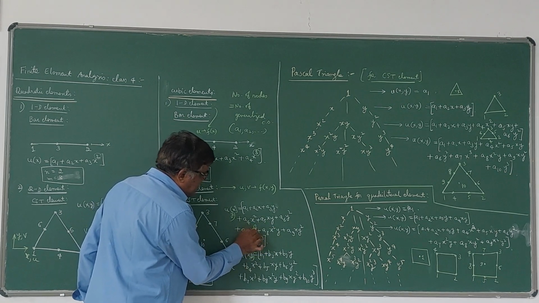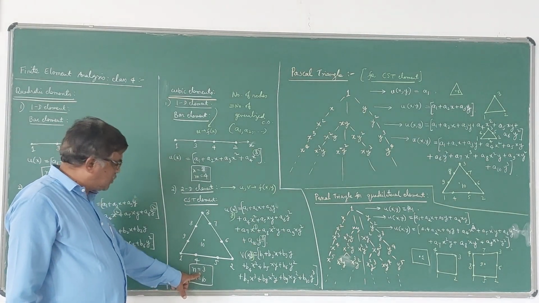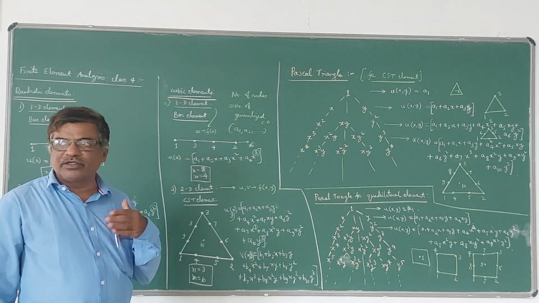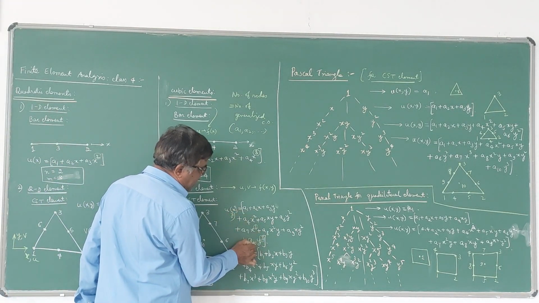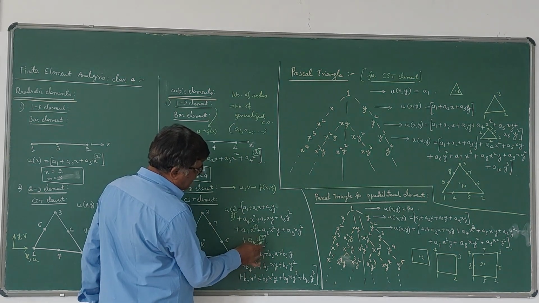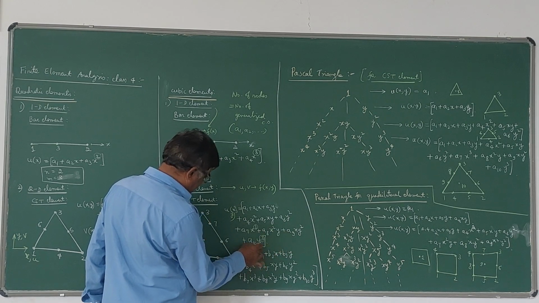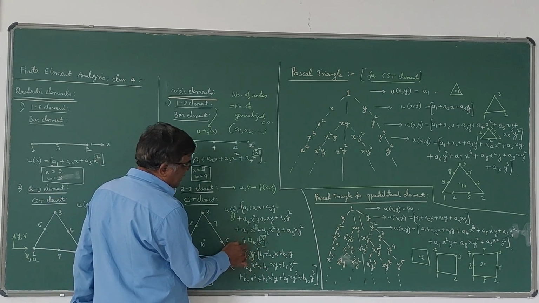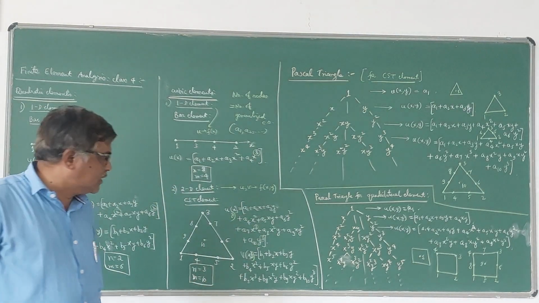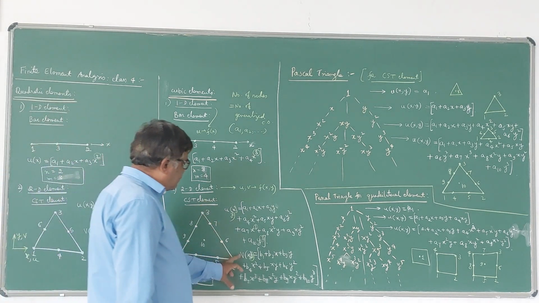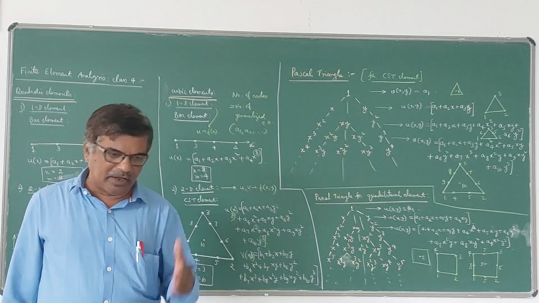So the highest power is 3 here, therefore n is equal to 3. Then m is the number of generalized coordinates, which is 10 here: a1 to a10. So m is equal to 10. Similarly, you can write v of x, y by replacing a1, a2, a3 by b1, b2, b3.